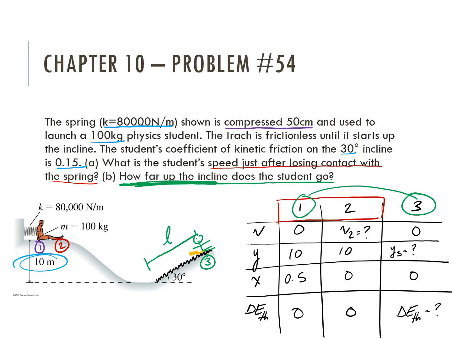So let's go ahead and do part B, which is what is the student's speed after losing contact with the spring? Sorry, this is part A. So let's write out the types of energy that we have. We could have 1/2. So let's write out the formal name of the conservation of energy. So right, we have all of our energies at point 1 is equal to all the energies at point 2.